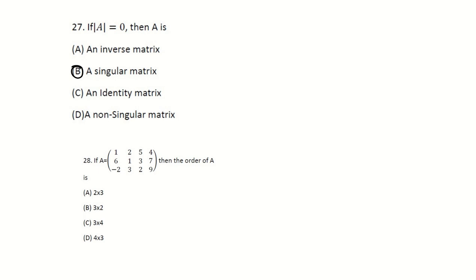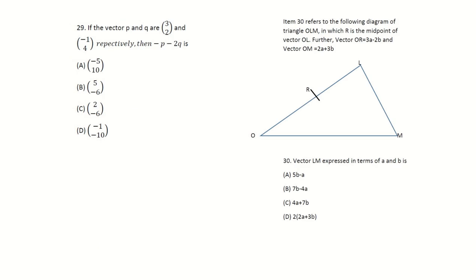that has nothing to do with that. If A is this, then the order of it is, this is a repeated question, 3 rows by 4 columns. So C would be your answer. Your order is always row by column.